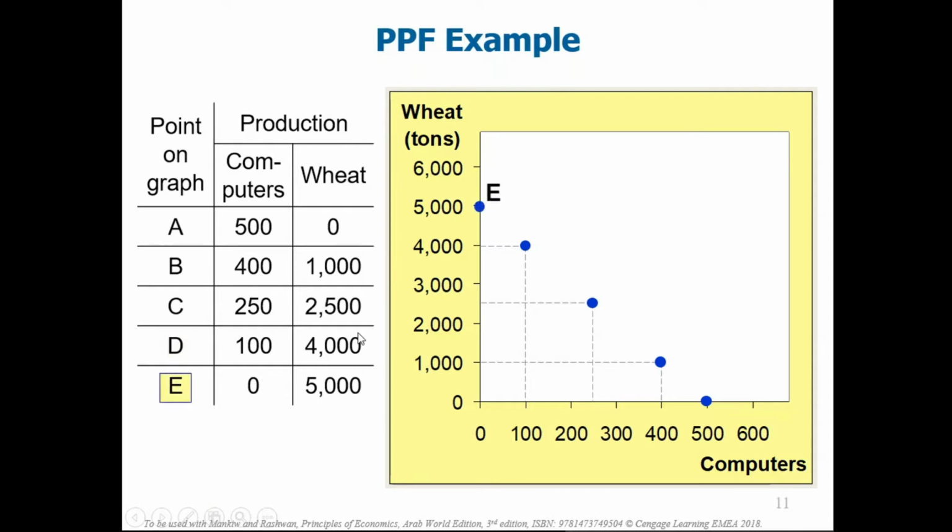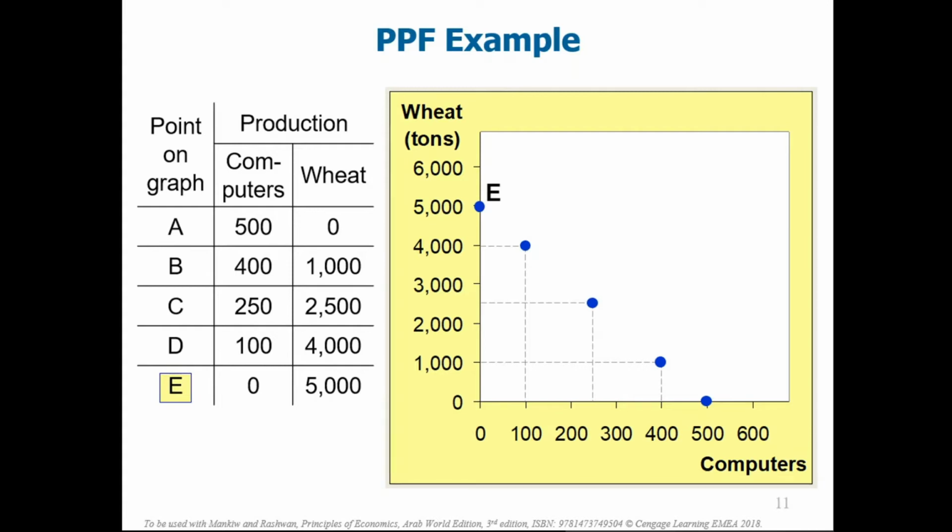And the last one, E, we want to use all our resources, which is labor. We want to use it to produce wheat, and here, because we used all the labor, what's happened? We used all the labor here. So can we produce any computers? We can't. No.